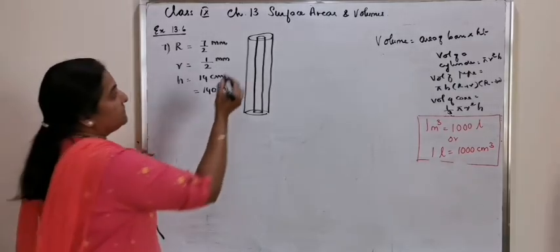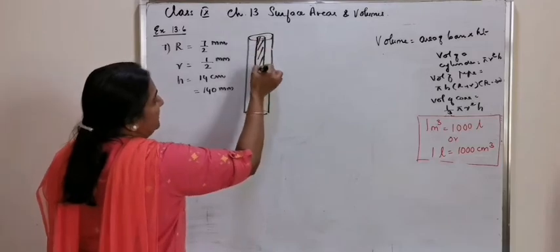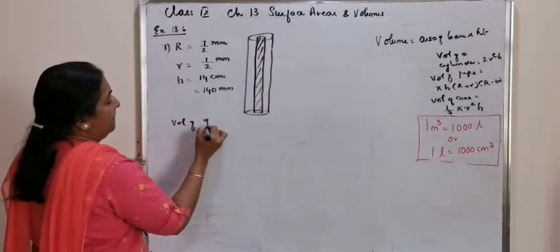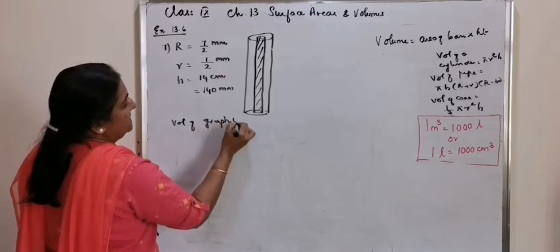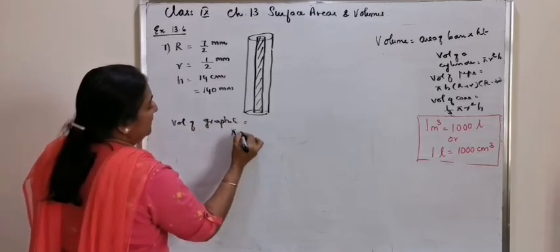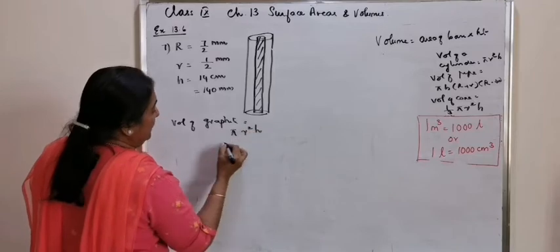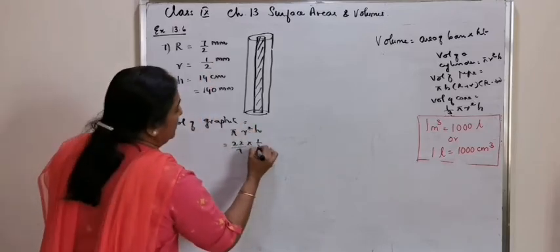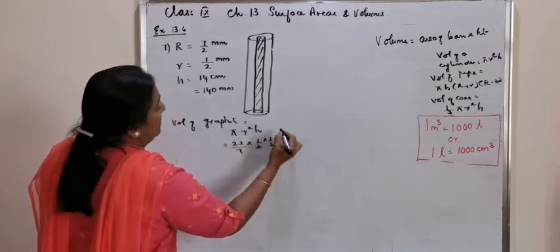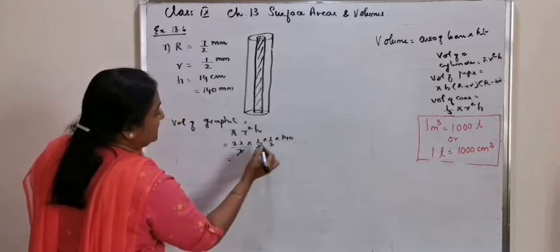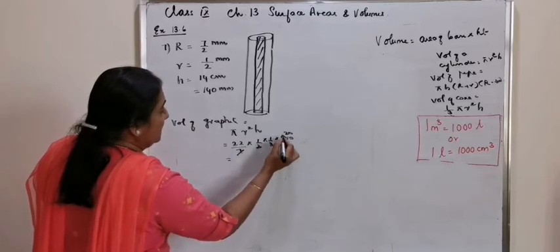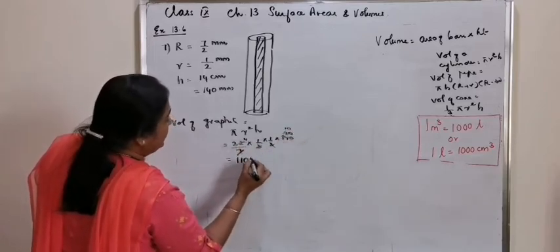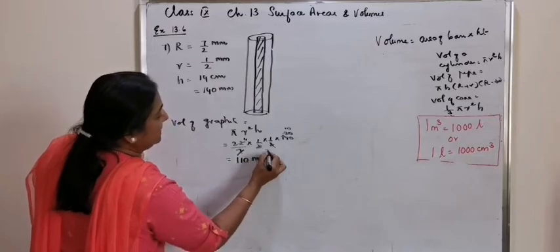The first concept is to find the volume of the graphite. It's a pure cylinder, so volume of graphite is equal to the cylinder formula pi r square h, which is equal to 22 by 7, half into half, into 140, or 7, 20, 10, 11, or it is 110 millimeter cube.